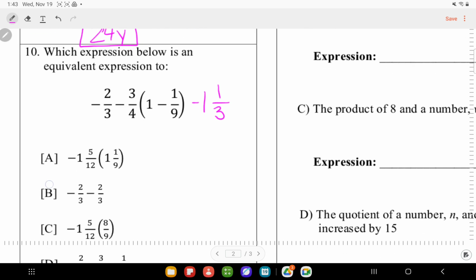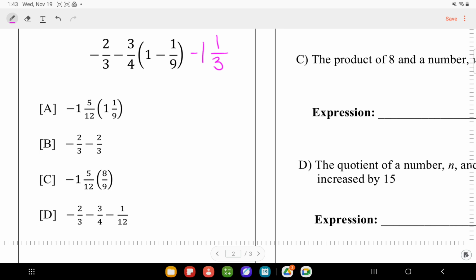Okay. Now I'm noticing that none of those answer choices simply say negative 1 1/3. So am I just going to give up? Absolutely not. I'm going to take the calculator on all of these and do the exact same thing. So I'm going to plug it into my calculator.